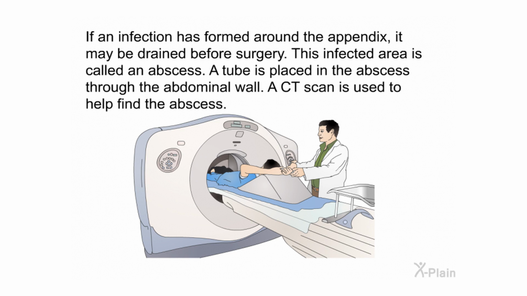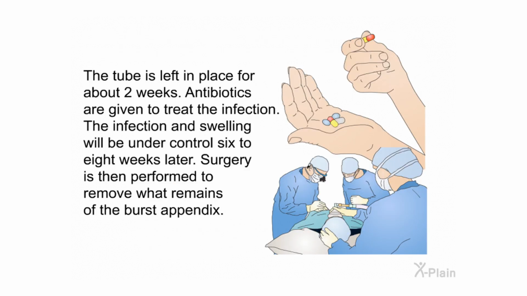If an infection has formed around the appendix, it may be drained before surgery. This infected area is called an abscess. A tube is placed in the abscess through the abdominal wall. A CT scan is used to help find the abscess. The tube is left in place for about 2 weeks. Antibiotics are given to treat the infection. The infection and swelling will be under control 6 to 8 weeks later. Surgery is then performed to remove what remains of the burst appendix.